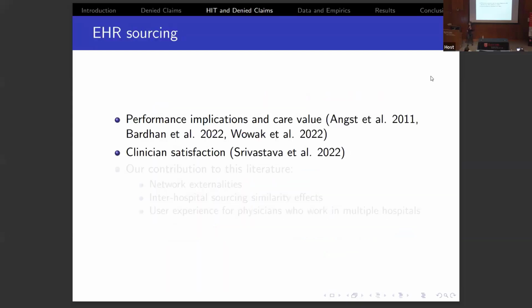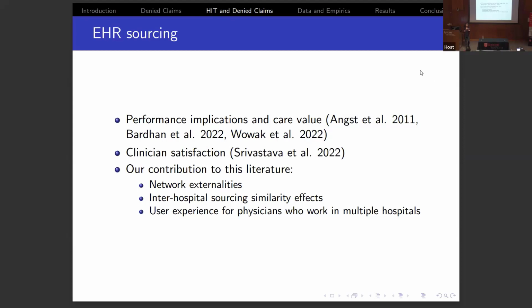And when we look at the literature on the impacts of this EHR sourcing, there are a few papers analyzing performance implications as well as impacts on care value and physician and clinician satisfaction. Overall, these few papers indicate that single sourcing is a beneficial thing for hospitals, that users have better satisfaction in using these systems, and it's generally found to be correlated with better financial performance.